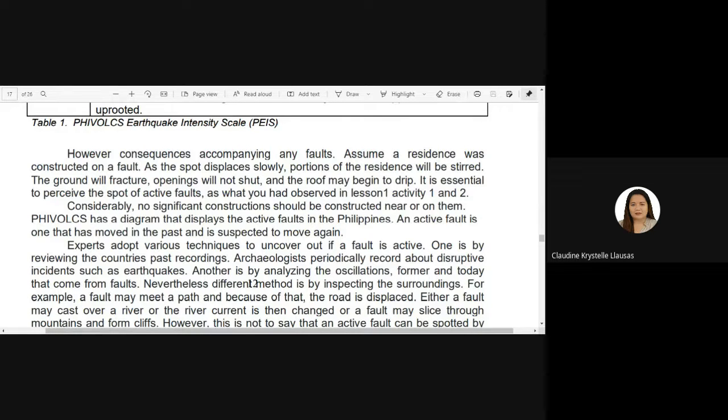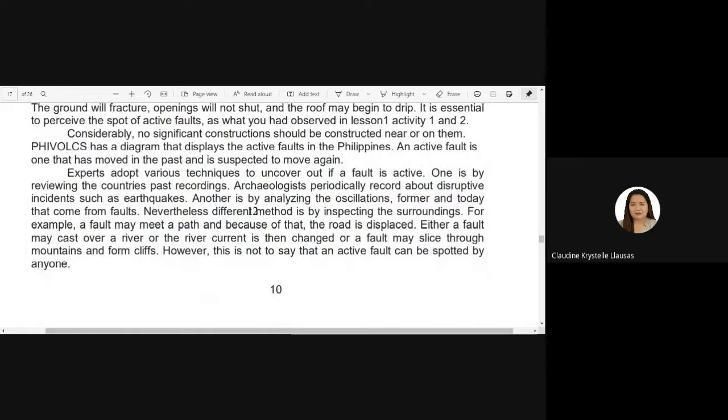It is essential to perceive the spot of active faults as what you had observed in lesson 1. Okay. Considerably, no significant constructions should be constructed near or on them. That is why some people apply for a building permit. Once it is identified that the place where they want to build a house is on a fault, they will not be allowed to build. Because again, we are just avoiding the worst case scenario. Okay?